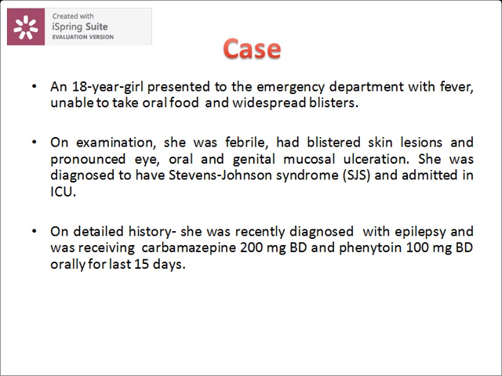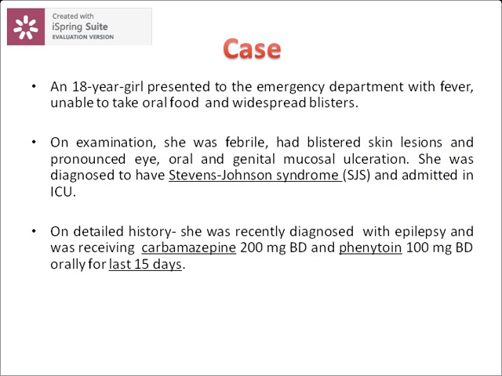Now we'll understand a different case scenario. An 18-year-old girl presented to the emergency department with fever, inability to take oral food and widespread blisters. On examination, she was febrile and had blistered skin lesions and pronounced eye, oral and genital mucosal ulceration. She was diagnosed with Stevens-Johnson syndrome and admitted to the ICU. On detailed history, she was recently diagnosed with epilepsy and had been receiving carbamazepine and phenytoin orally for the last 15 days.